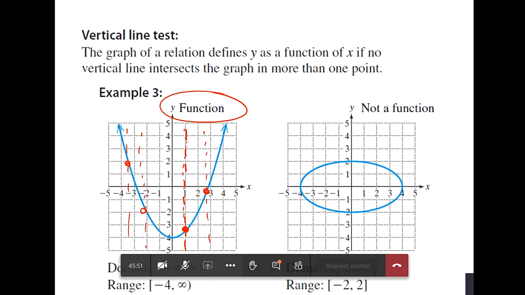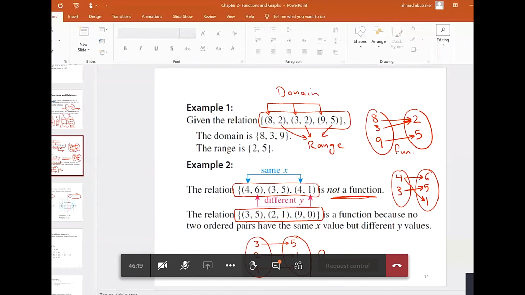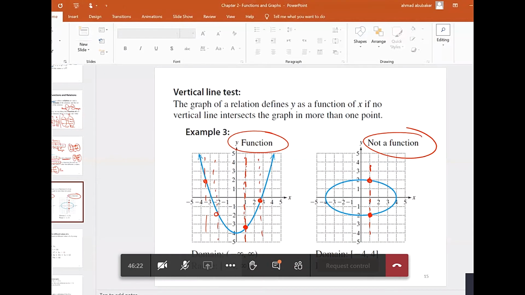But look at this. We have 2-point intersection between the vertical line and the curve. So this is not function directly. Okay, for example, look at this.